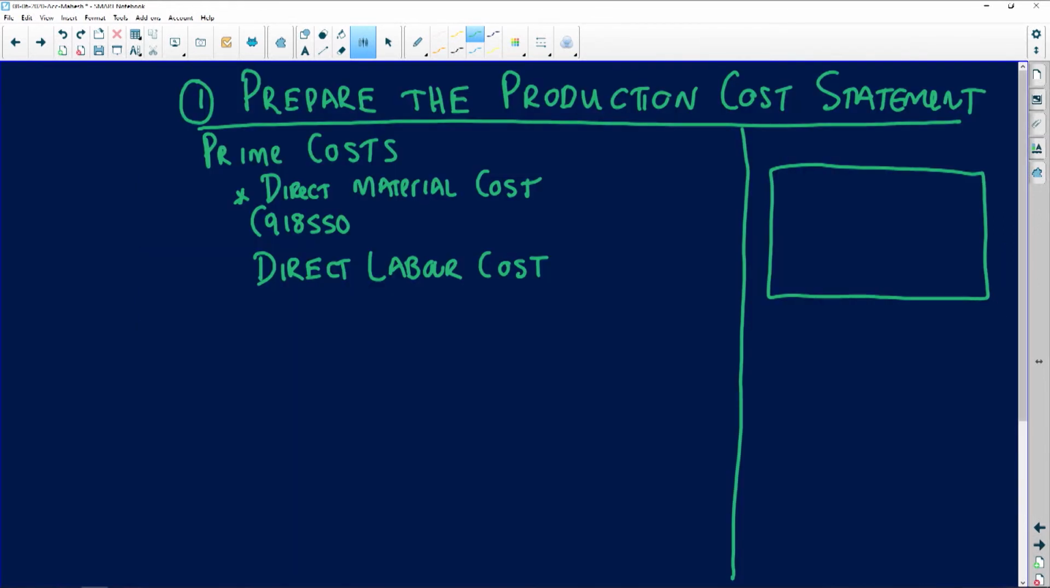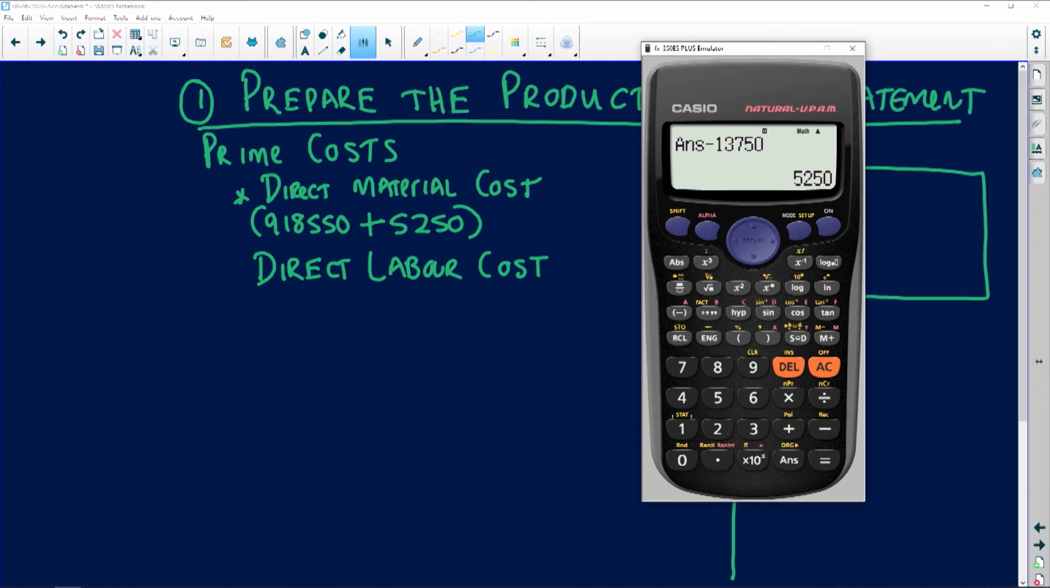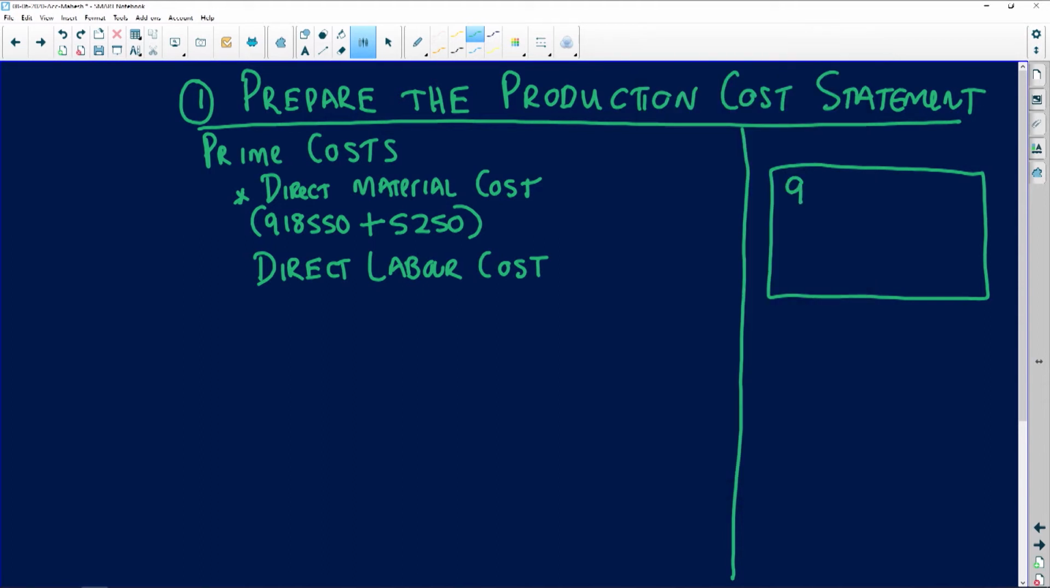Okay, so let's do that. Direct material cost, we are now adding back what we over subtracted, so plus 5,250. Right, we can now close brackets, and that will give us our direct material cost for the year. So let's add up these two amounts. Plus 918,550, and that gives us an amount of 923,800. So let's record that as 923,800, and that is my direct material cost.